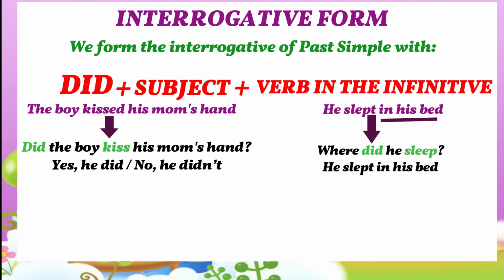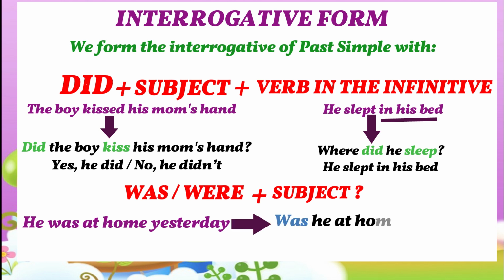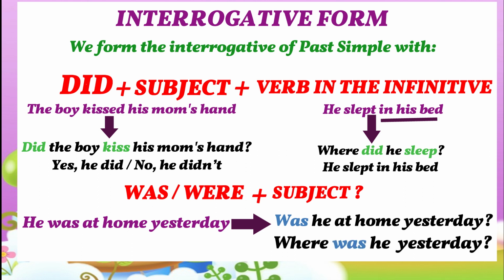Once again, with to be, there is no did. To be makes the inversion itself. Look at this example. He was at home yesterday. Question: was he at home yesterday? Or with a WH word, where was he yesterday? So remember, we make inversion when we have verbs with did plus subject plus verb. But if we have to be, we don't need did. We make inversion by to be itself.